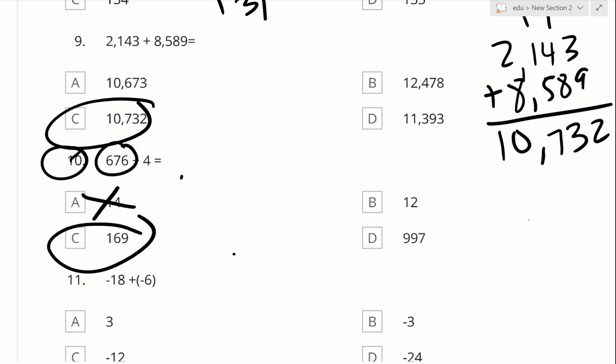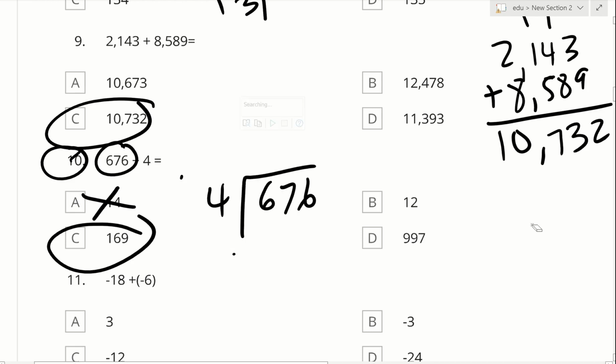Or I could do it this way. This is the hard way. I see how many times 4 goes into 6. It goes in 1 time. 1 times 4 is 4. I subtract that. 6 minus 4 is 2. I bring down the 7. 27 divided by 4.